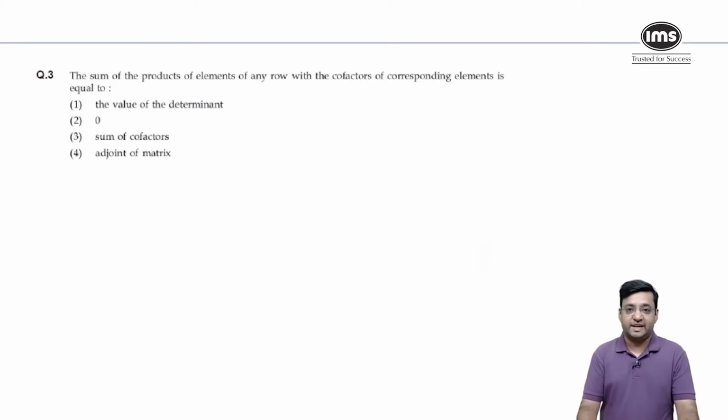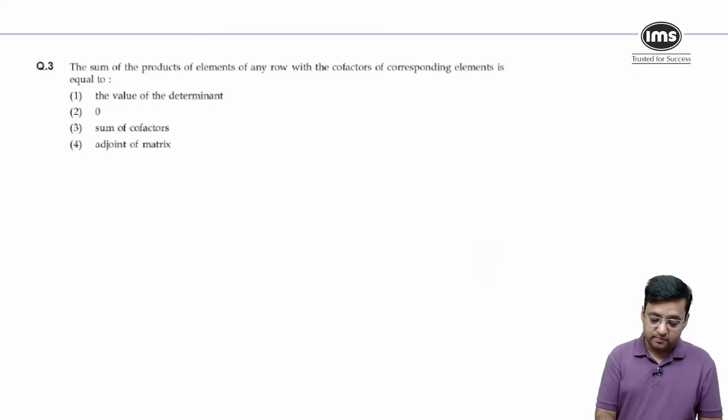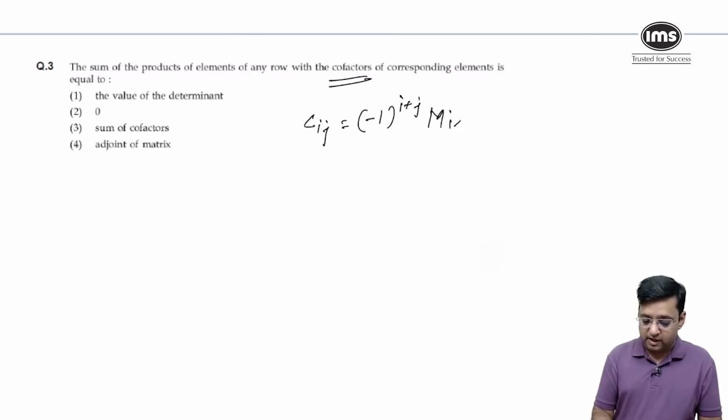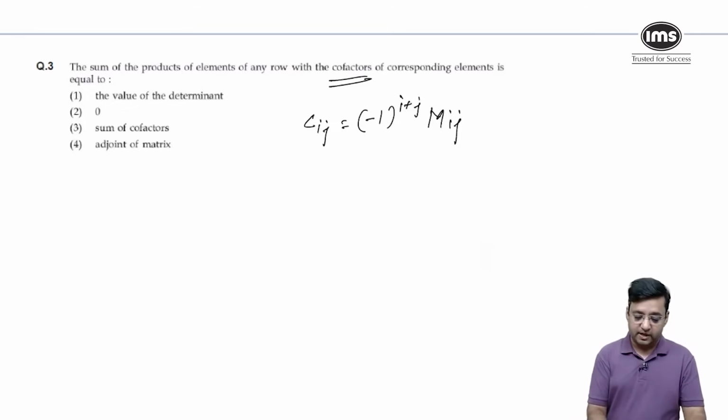This question is a bit tricky. First, understand the question. The sum of the product of elements of any row with the cofactor of the corresponding elements is equal to. First of all, we need to know what a cofactor is and how we can write it. We can write a cofactor C_ij as (minus 1) to the power i plus j times M_ij. All of you know that M is the minor, and this is the cofactor.